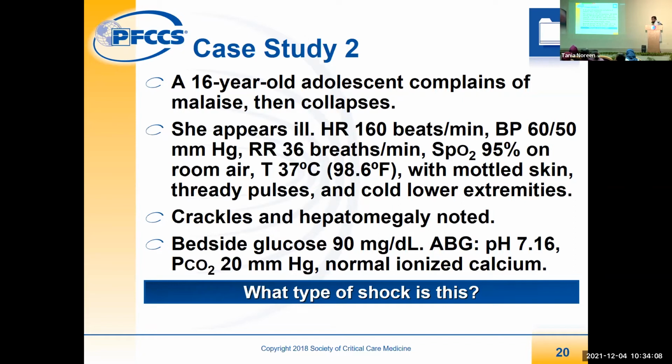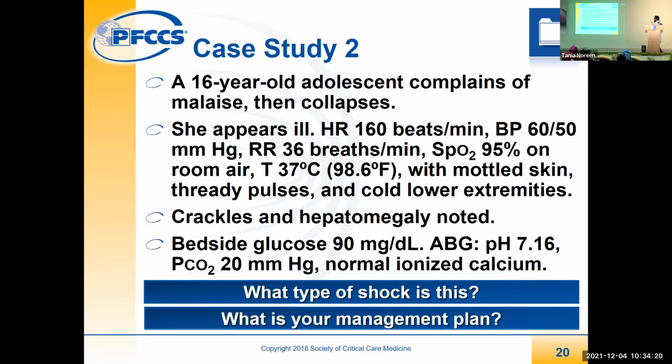Cardiac shock. So cardiogenic shock. Generally when we say that any patient is having crackles and hepatomegaly, the cardiac functions are down. Okay. So what is the initial management plan?